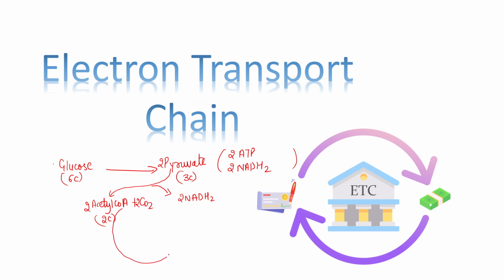Acetyl CoA later enters the TCA cycle, the tricarboxylic acid cycle, also known as the Krebs cycle. And here you get two ATP molecules, two FADH2 molecules, and I guess six NADH molecules, right? So what the electron transport chain does is convert these high energy compounds into ATP molecules.